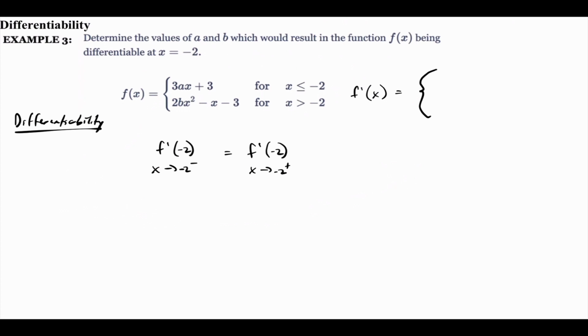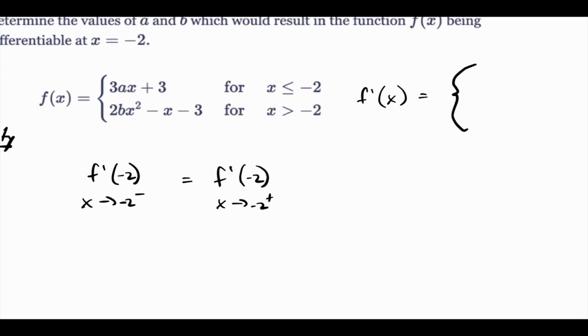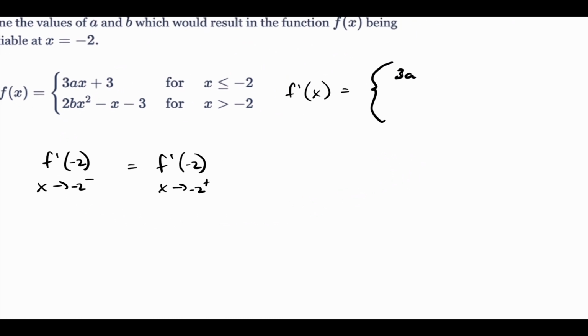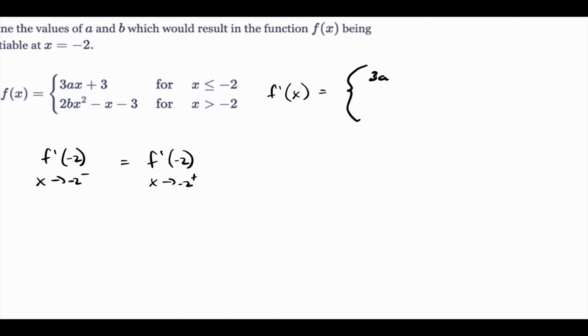So we don't treat A and B like x and y. The top, the derivative of 3ax plus 3, is just 3a, 3 times a, because a is not a variable like x is. The bottom is going to be 4bx minus 1.